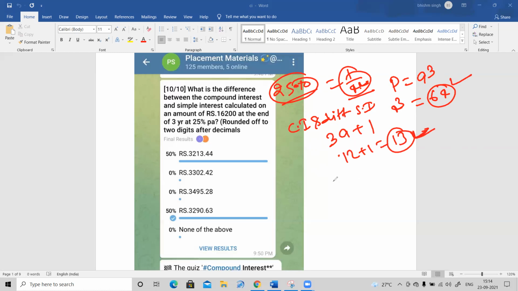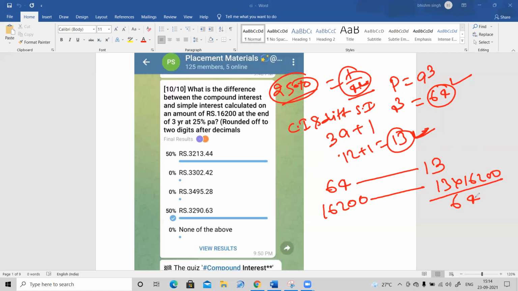So the same funda I will apply. If my principal is 64, then my CI/SI difference is 13. So if my principal is 16,200, what is my CI/SI difference for 3 years? Simply I will do it like this and divide by 64. 4 into 16 and 4 4 is 64, and 0 4 5 is 20 and 0 here. Again this is 16 here. This will go by 8, and this will be 2025.